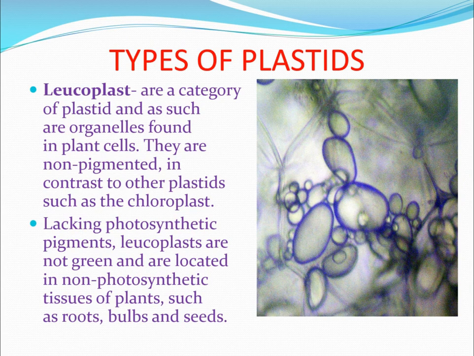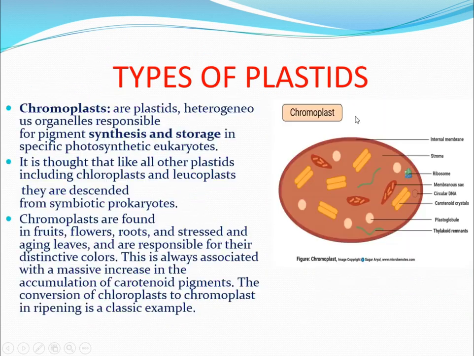In contrast to other plastids such as the chloroplast, lacking photosynthetic pigments, leucoplasts are not green. We have discussed that without any pigment they are not green in color, and they are located in non-photosynthetic tissues of plants such as roots, bulbs, and seeds. We have never found roots green in color, so leucoplasts are present in roots. We have never found bulbs green in color, so leucoplasts are present in bulbs. Seeds are also never green, so leucoplasts are present in seeds. This is the microscopic view of leucoplast in this image, and I think the topic is very clear to you. So let's move to the next slide.